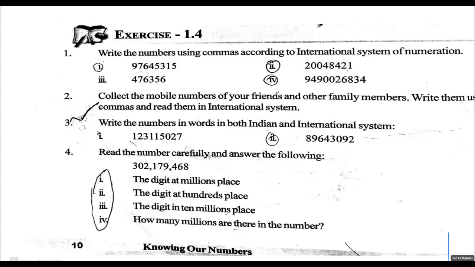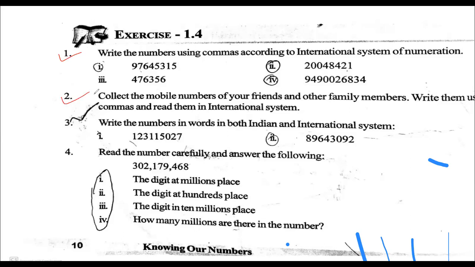Collect the mobile numbers of your friends and other family members. Write them, use commas, and read them in international system. And today I'm going to give this work to you. You collect at least 5 numbers from your family or from beside your family or neighbors or relatives. You collect mobile numbers. It is altogether 10 digits. So you know how to divide the number into periods by using international system. You just divide into the periods and write the number names. Number names, how to write. Okay, question number 2 is that.